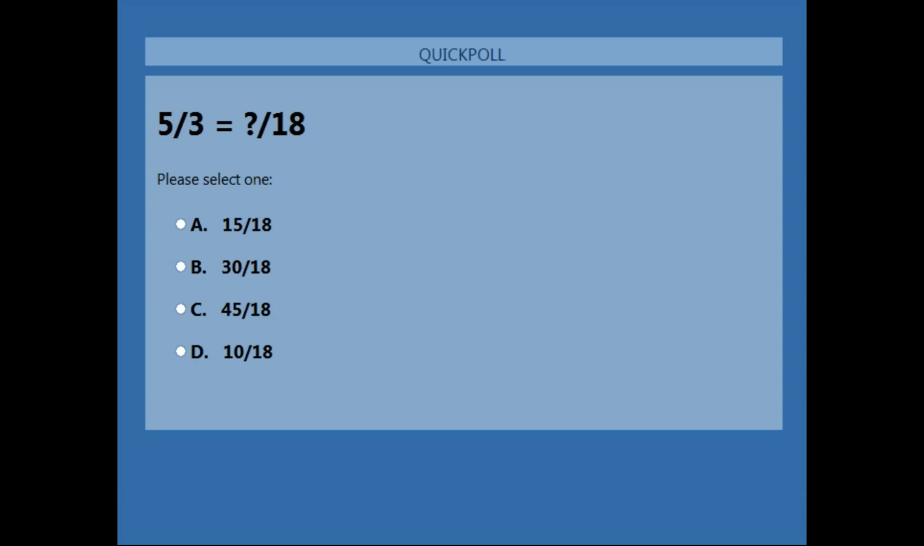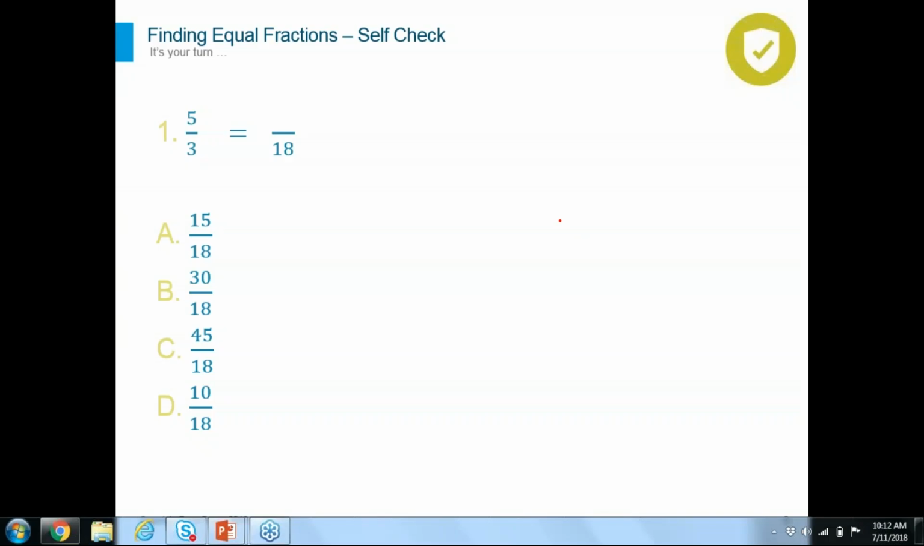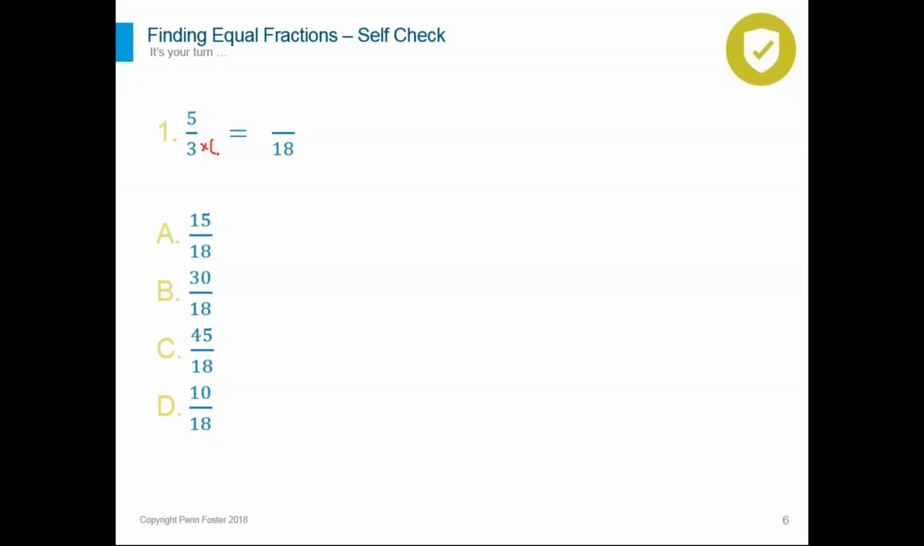Okay, let's do the question together. So again, the question is asking 5/3 equals what over 18? We figured out that 6 would be the factor because 3 times 6 will give us the denominator in the equal fraction. So multiply times 6, and multiplying times 6 on the top, 6 times 5 is 30. So B is the right answer. 30/18 is an equal fraction to 5/3. Any questions on this problem?